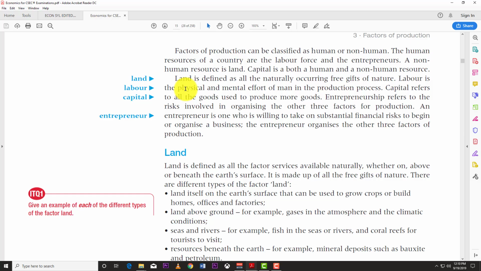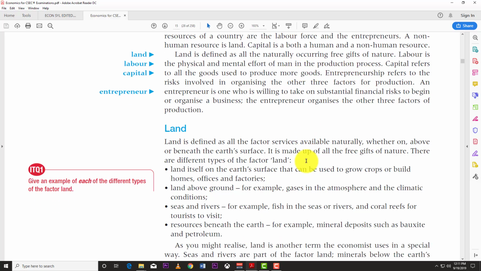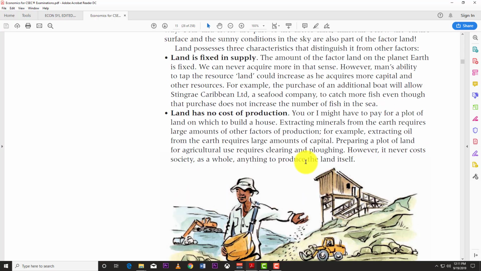So sometimes the mental effort can be more stressful than the physical effort, but nonetheless, labor can be defined as the physical and the mental effort of man, or of human beings, in the production process. That's the definition of labor right here. As simple as that. Now let's look at labor a little bit more in depth.